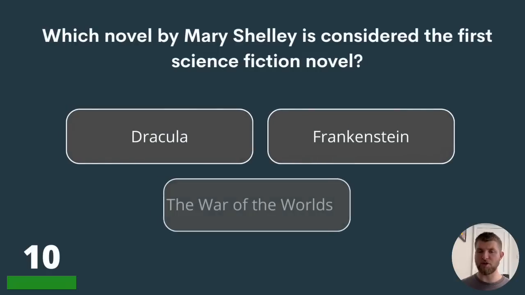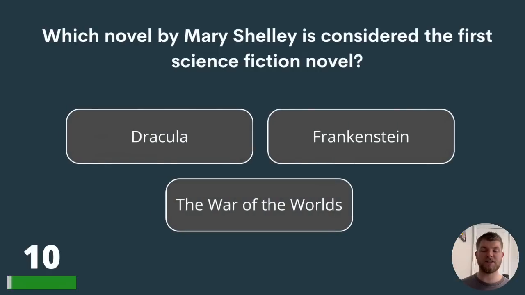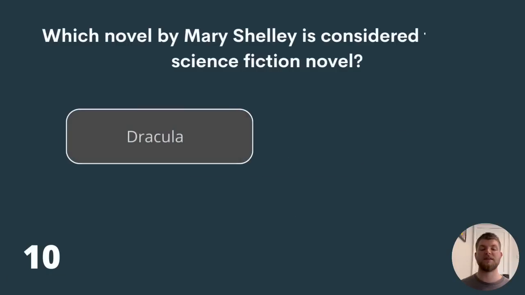10. Which novel by Mary Shelley is considered the first science fiction novel? Dracula, Frankenstein, or The War of the Worlds? The answer is Dracula.